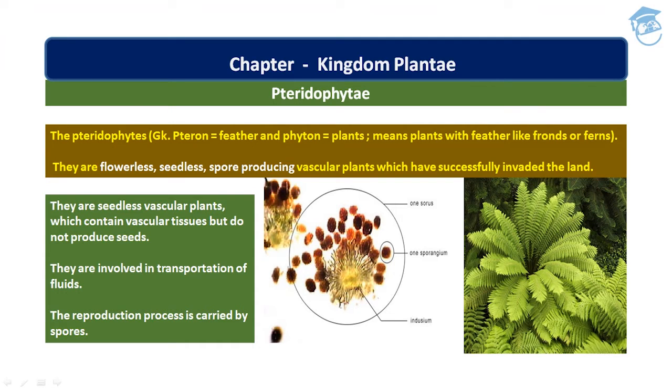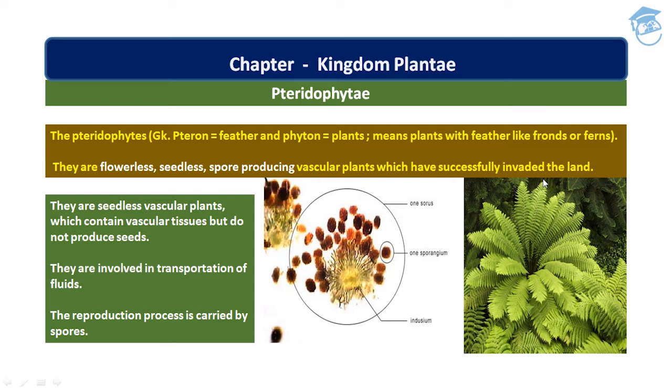My topic for the presentation is the third section of the chapter Kingdom Plantae. In this section of the video, we will be discussing the Pteridophytes. The Pteridophytes means feather plants, plants with feather-like fronds, or ferns. They are flowerless, seedless, spore-producing vascular plants which have successfully invaded the land.